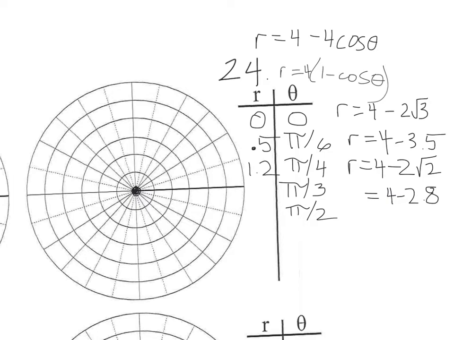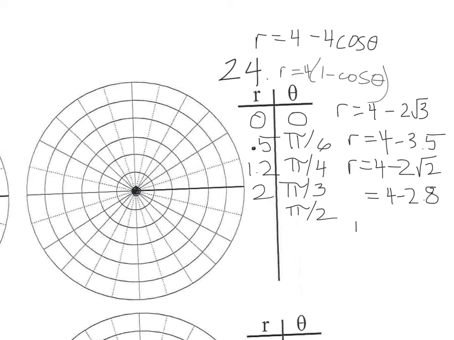I'm deciding in this case to do the whole input-output table and then graph. You decide either way what you prefer. I don't think I'll just verbalize this one. Pi over 3 goes in for here. Cosine pi over 3 equals a half. 4 times a half will give us 2, so 4 minus 2 would be 2.